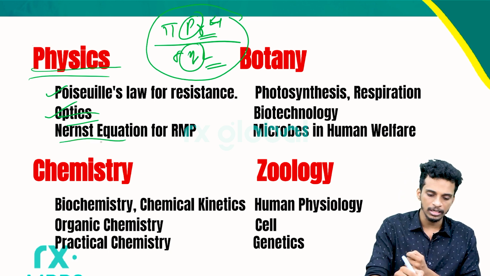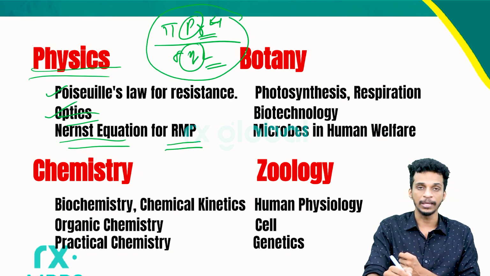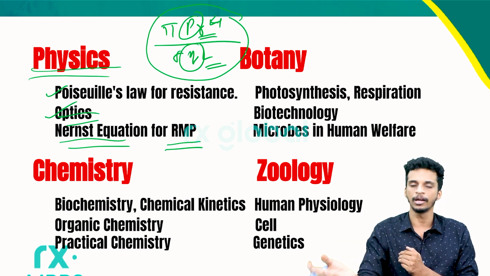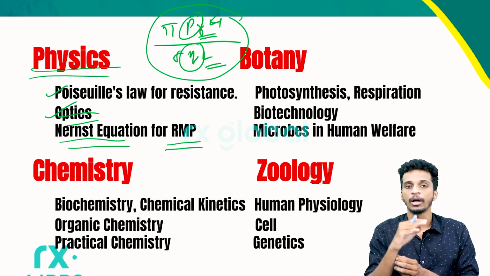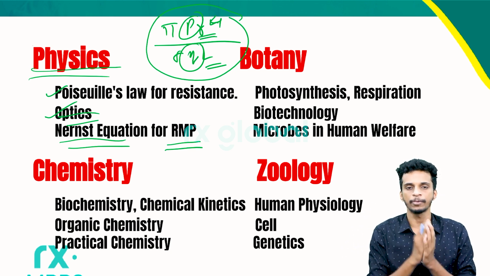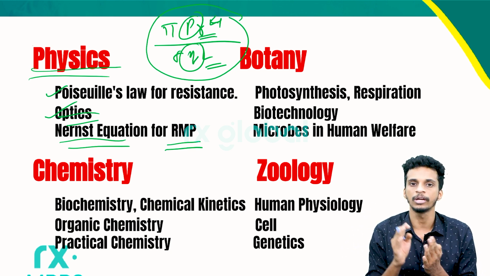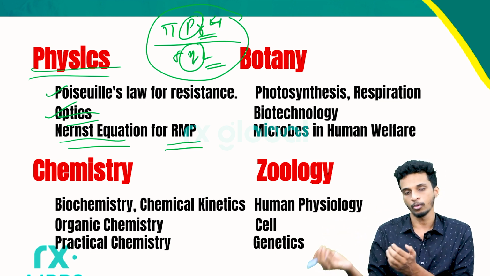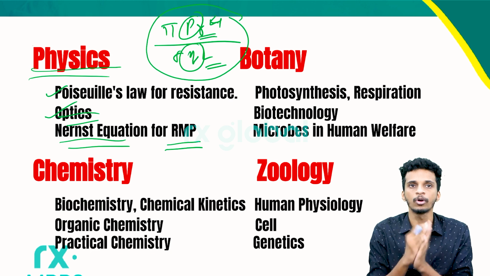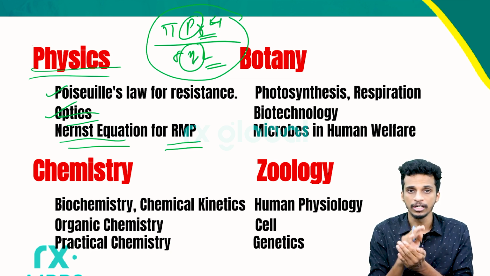And the third one is the Nernst equation. Nernst equation for RMP. RMP means resting membrane potential. You have learned about the terms membrane potential and action potential in your chapter called neural control and coordination. You know what a resting membrane potential is, how an action potential is formed, you know all those things. So there is an equation for membrane potential that is called the Nernst equation.